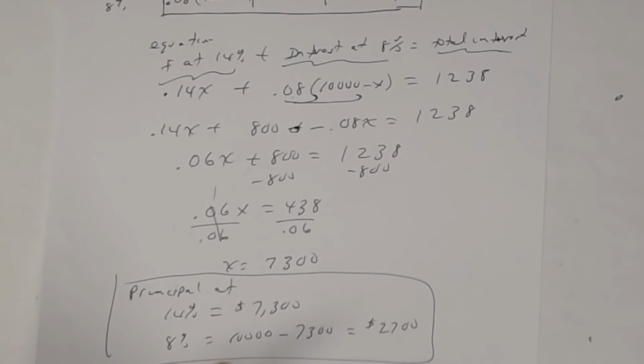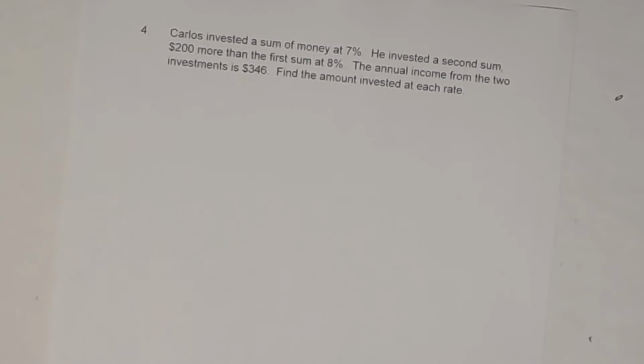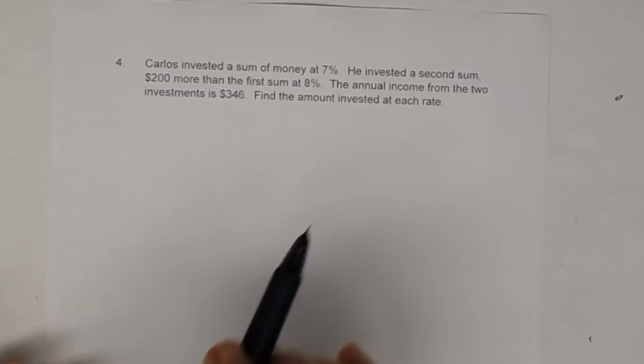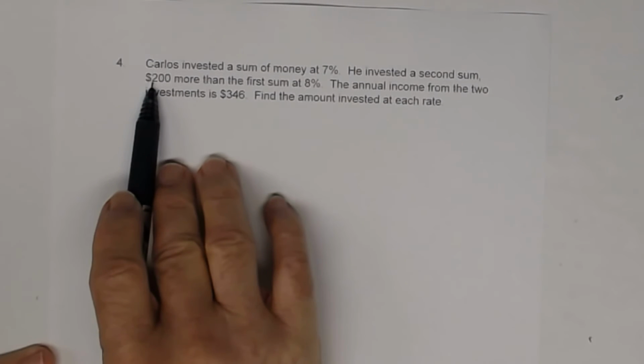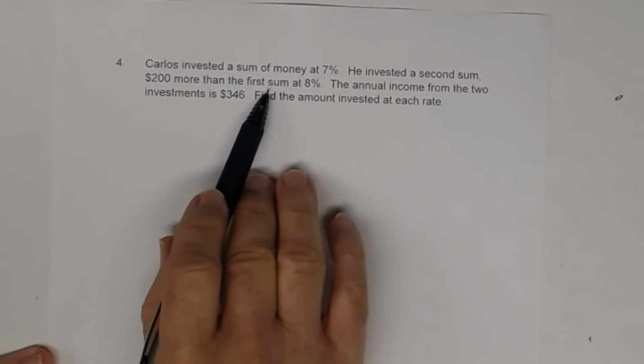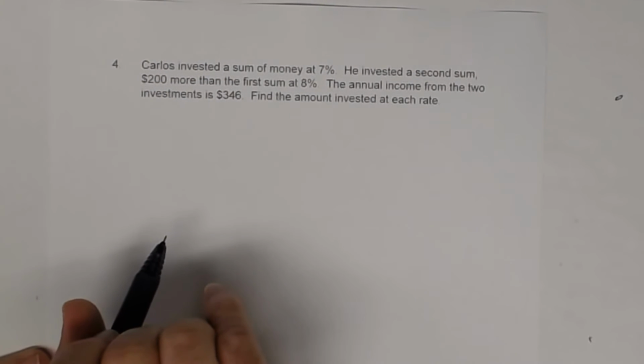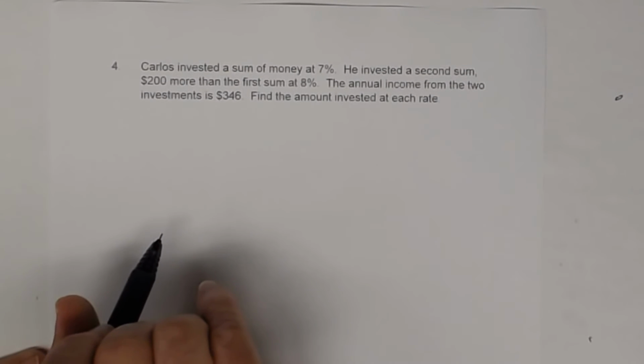All right, let's look at number 4. So number 4, you have two investments again. So we're going to use that same idea, that table. So Carlos invested a sum of money at 7%. He invested a second sum, which is 200 more than the first sum, at 8%. And the annual income from the two investments is $346.